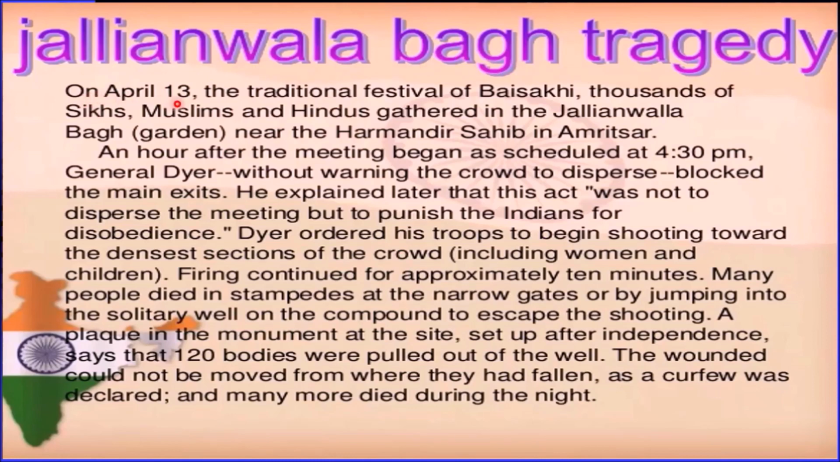It is on April 13, the traditional festival of Baisakhi. Thousands of Sikhs, Muslims and Hindus gathered in the Jallianwala Bagh garden in Amritsar. An hour after the meeting began, as scheduled, at 4:30 p.m., General Dyer, without warning the crowd to disperse, blocked the main exits. He explained later that this act was not to disperse the meeting, but to punish the Indians for disobedience. Dyer ordered his troops to begin shooting towards the densest section of the crowd, including women and children.